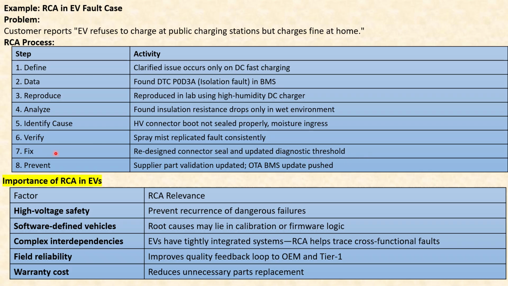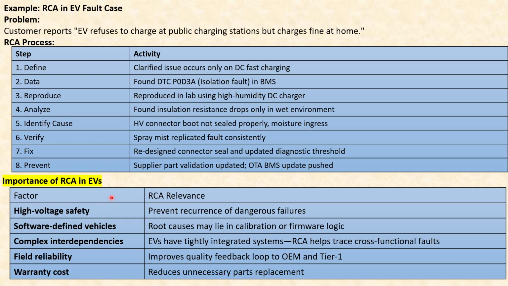All right. Now with this, many people stop. Actually, this is the biggest error as far as my experience goes. Many people stop here, but the next step is equally important. You have to document, or you have to ensure that this does not replicate. Now first is prevent: supplier part validation updated, OTA BMS update pushed.